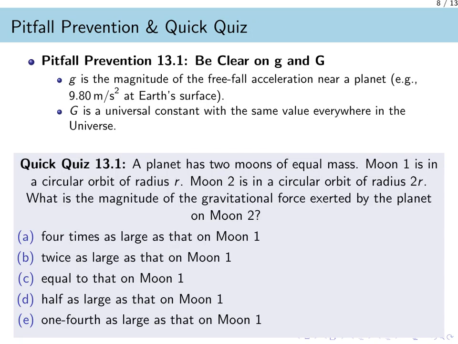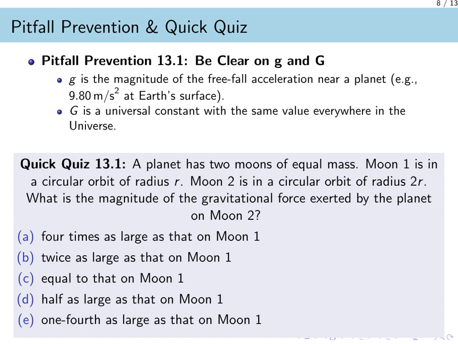Let us take a moment to clear up a very common point of confusion in this topic: the difference between lowercase g and uppercase G. Lowercase g represents the magnitude of the free fall acceleration. This value depends on where you are. For example, near the surface of the Earth, it is about 9.80 meters per second squared, but it gets smaller as you move farther away. So g is a local value.